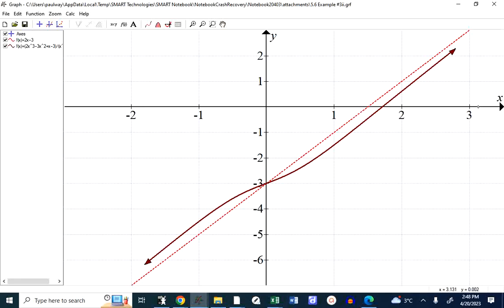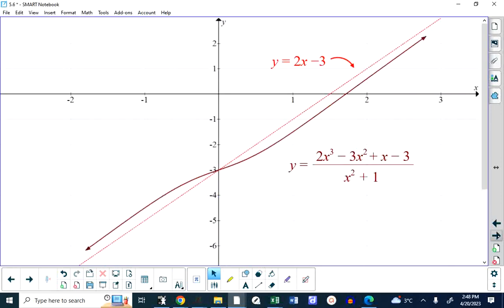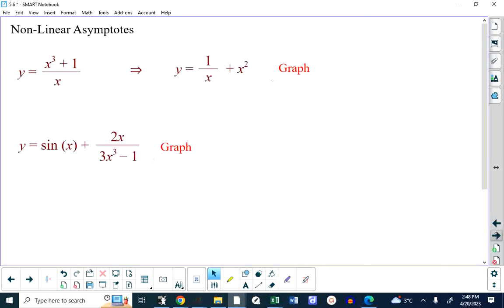At some point, you need to maybe familiarize yourself with the idea that if the degree on the top is 1 more, then when you do that division, the quotient will be linear. But at some point in your math career, you may encounter nonlinear asymptotes. If you were to do division here, you're going to get x squared plus 1 over x. And 1 over x produces 0 at infinity.